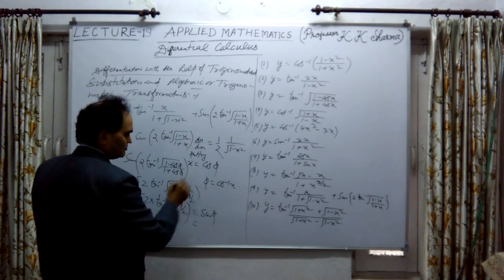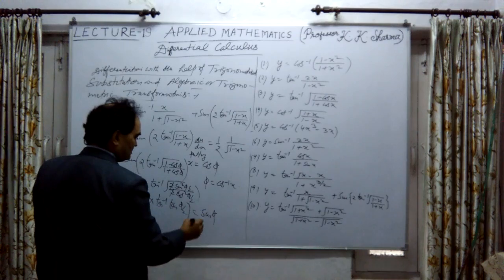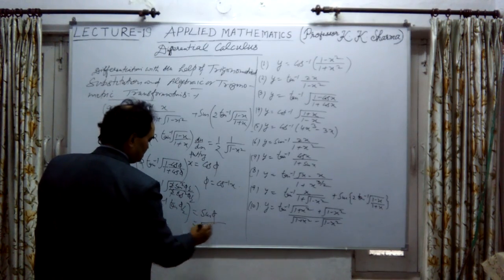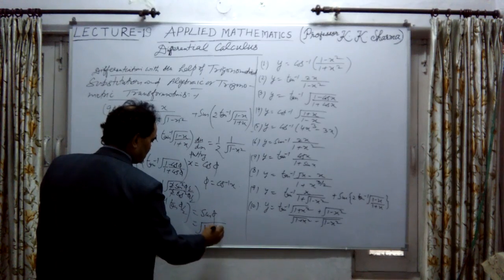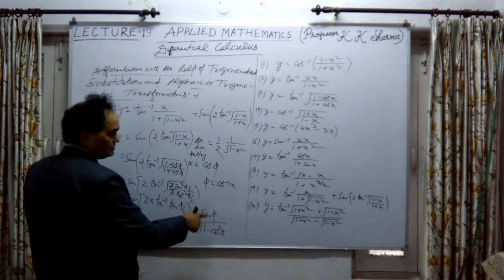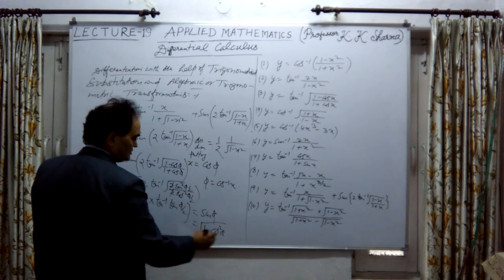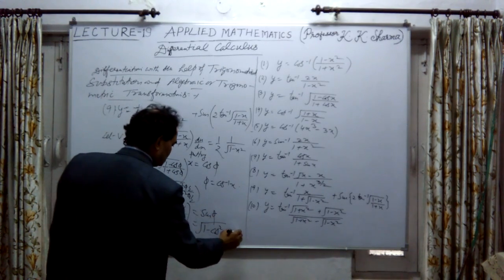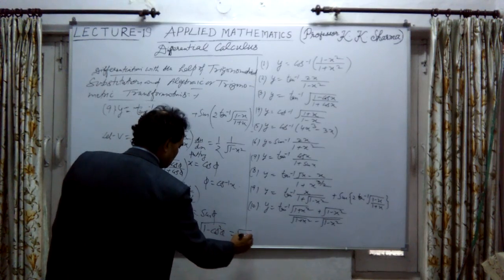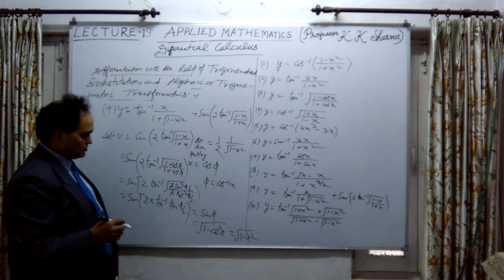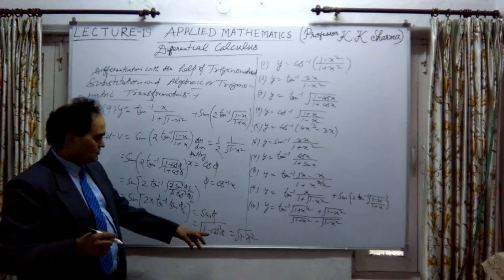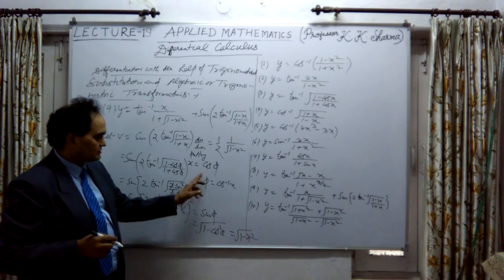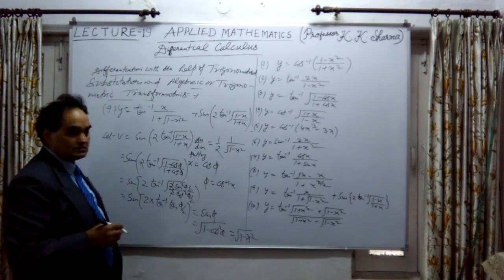Sin phi in terms of cos phi. Let me write it in terms of cos phi. It is nothing but under root 1 minus cos square phi. There is no need of an inverse function in this case. It is nothing but under root 1 minus x square, substituting cos phi equal to x. So in terms of x, it has been calculated.